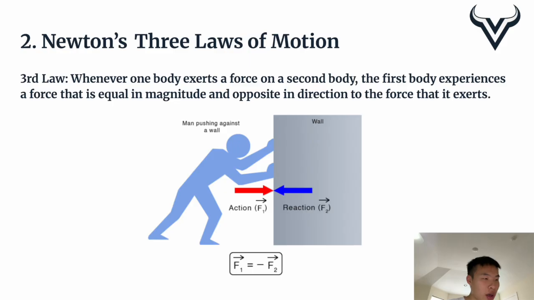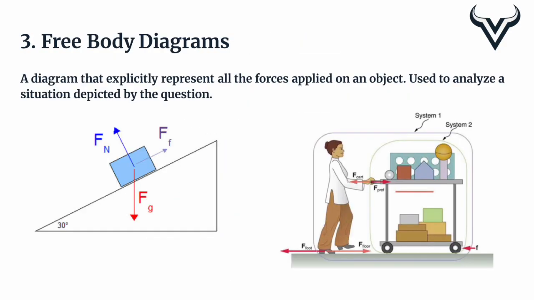Now let's talk about Newton's third law. Whenever one body exerts a force on a second body, the first body experiences a force that is equal in magnitude and opposite in direction to the force that it exerts. I like to picture this with the idea of pushing a wall. When you're pushing a wall, you are exerting a force on the wall. However, your hands are hurting, and this is because the wall is actually exerting a reaction force back at you, and this is known as an action and reaction force pair in Newton's third law. And we can see from this expression and also from the diagram visually that the two forces are opposite in direction.